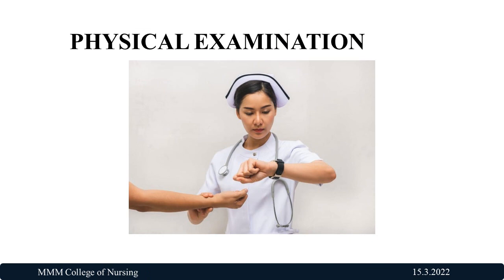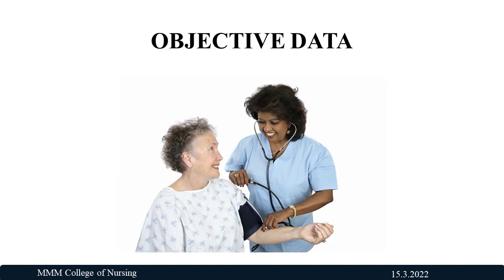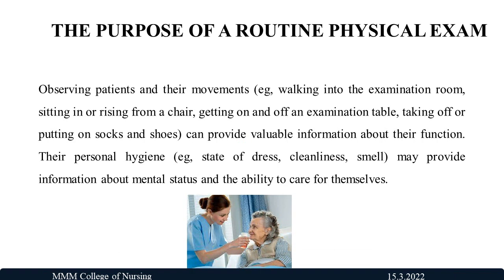Now we will see the steps of physical examination. What is the purpose of routine physical examination? We have to observe the patient and their movements, for example, walking into the examination room, sitting in or rising from the chair, getting on and off an examination table, taking off or putting on socks and shoes. These can provide valuable information about their function. Personal hygiene, state of dress, cleanliness and smell may provide information about mental status and the ability to care for themselves.